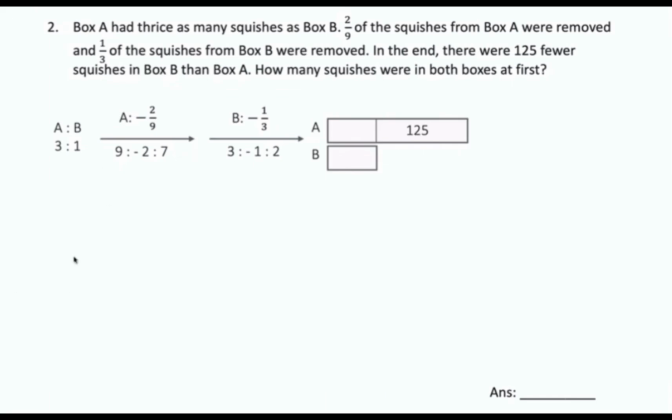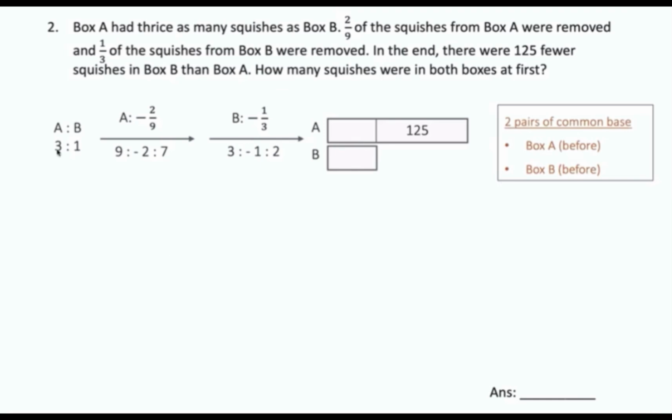Okay, let's do it. So the common base is the beginning of box A and the before of box B. So the beginning of A and B must be the same. So this number and this number has to be the same. This number 1 and this number 3 has to be of the same value. Okay, let's make them the same.